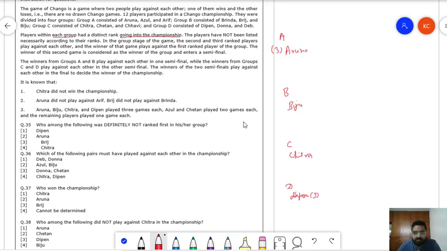So within the group, there is no other game. It means rank 2-3 was happening, then 1. So these people from each of the groups, from A Aruna, from B Biju, they will go to the next round. That is something which we are sure of. So we know the semifinalists, and the semifinal is going to happen between them. How they got there, we have to see.